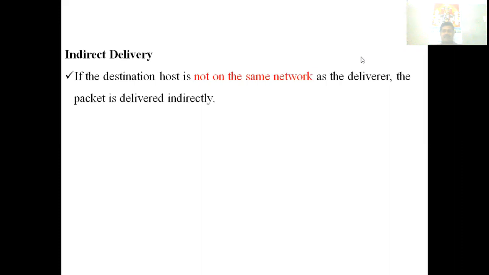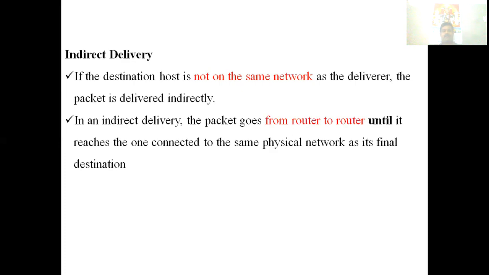Now, indirect delivery. If the destination host is not in the same network as the deliverer, the packet is delivered indirectly. In indirect delivery, a packet goes from router to router until it reaches the one connected to the same physical network as its final destination.